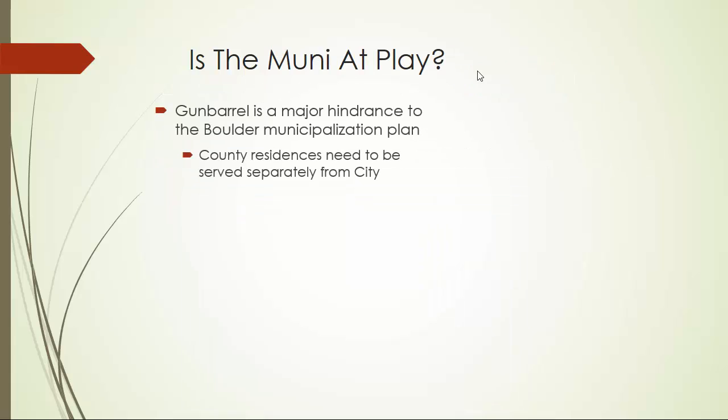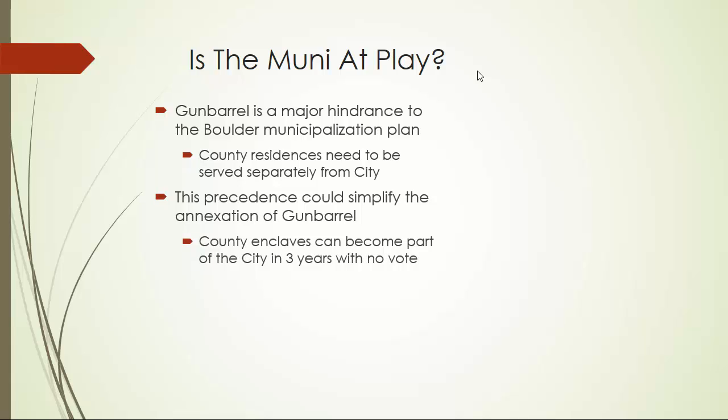Gun Barrel is a major hindrance to the Boulder municipalization plan since there's a mix of city and county residents. Excel's stance is that they need to be able to service county residents, and in order to do that reliably, they need their own distribution network. In other words, the city would need to foot the bill to run new lines to separate the county residents from the city's power grid. The precedent of annexing lands across county-owned open space could make it easier to annex Gun Barrel.